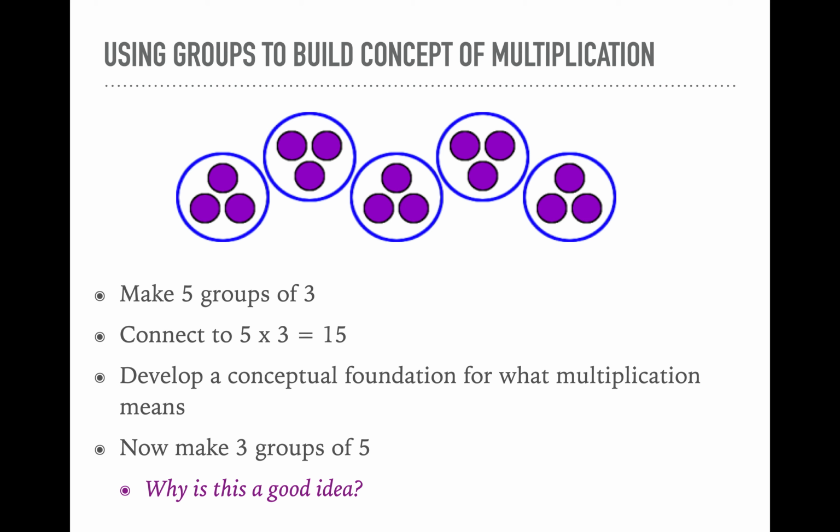And we could look at what 3 groups of 5 means. We get the same answer. Interesting. So 5 groups of 3 is the same as 3 groups of 5. Huh, that's actually the commutative property. And what a great thing to see visually, as we start exploring concepts of multiplication.